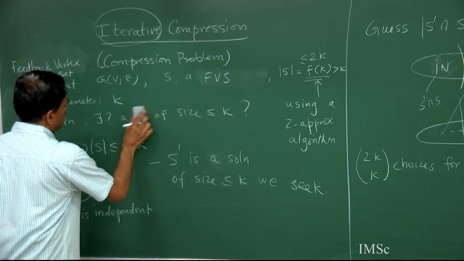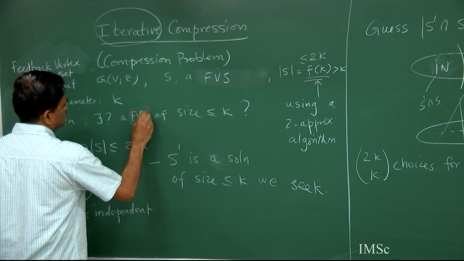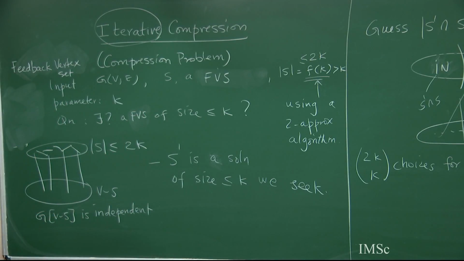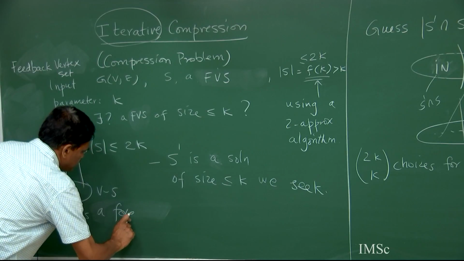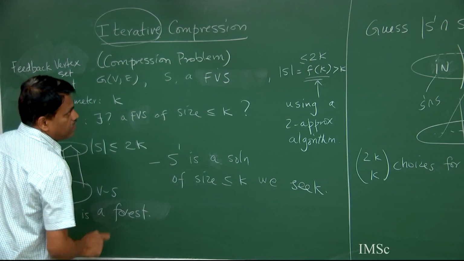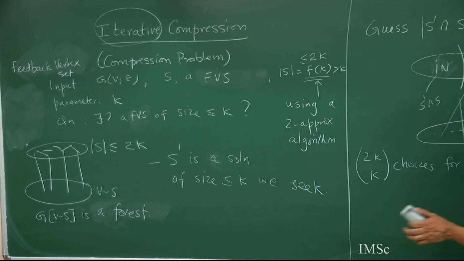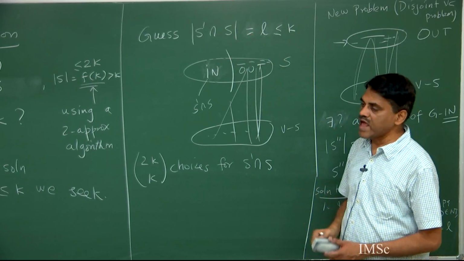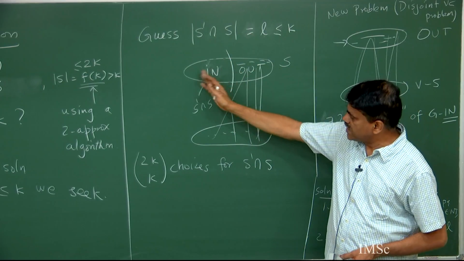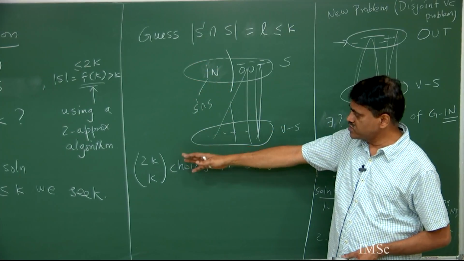And then the question we want to ask is, so what do we know? You have a feedback vertex set of size at most 2k given to you. What do I know about this induced subgraph here? It's acyclic, it's a forest, okay, because it's a feedback vertex set. Good. So now let's come here. We will guess the solution which we are seeking. What is its intersection with S? Suppose it's L. I pick that solution, delete it from the graph. How many choices do I have? 2k choose k.